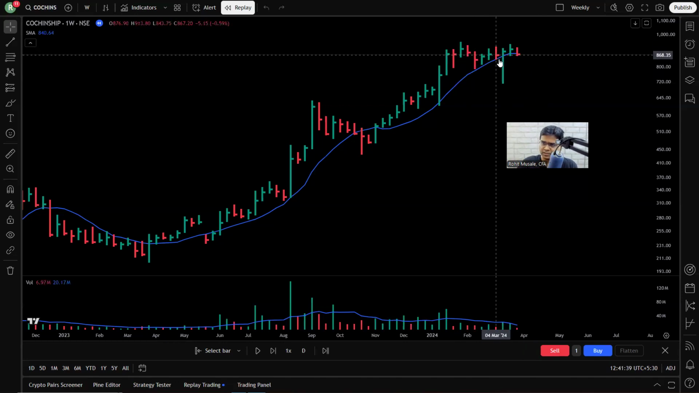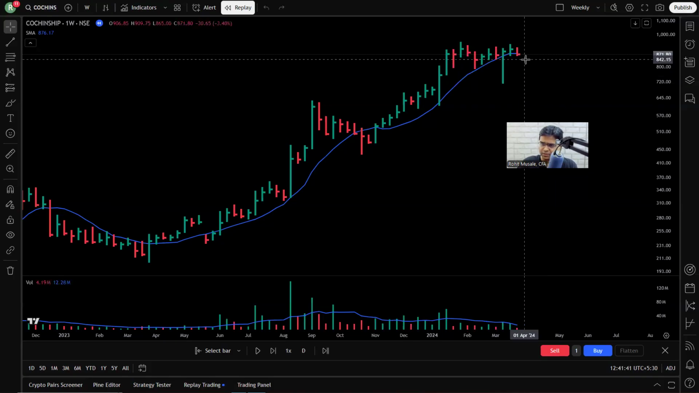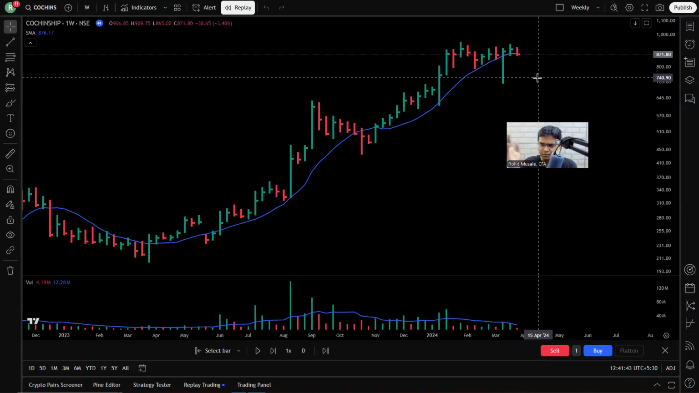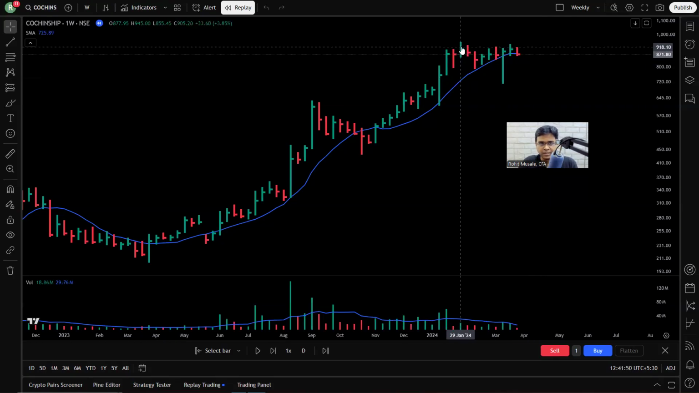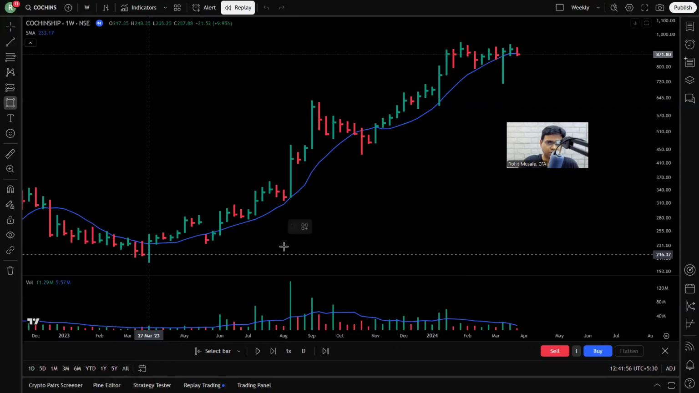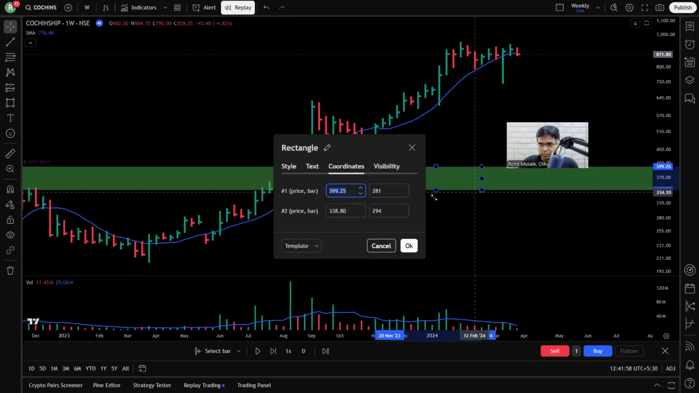So I would consider this as a flat base. There is not much of a handle as such. Normally the handle will have 4 to 5 weekly bars. So if we consider this as a flat base, then the high of this candle, which is 945, becomes our pivot point, right? So let's draw the pivot range. So this is 945.